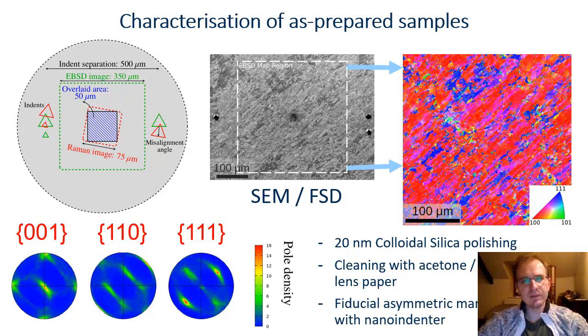And also, in order to use overlaid images from the Raman machine and from the SEM machine, which were two different machines, we had to introduce three fiducial markers in the sample, which was done using nano indentation. So we basically introduced three indents and used them to orient the images so that we could produce the exact overlaying.